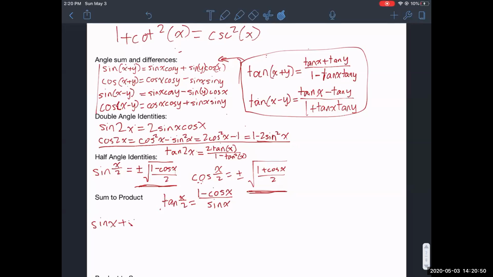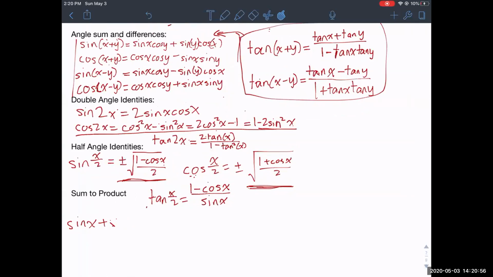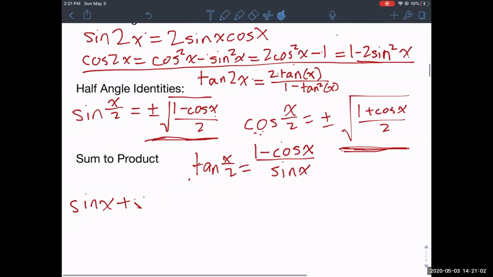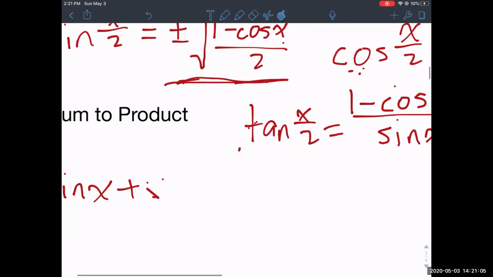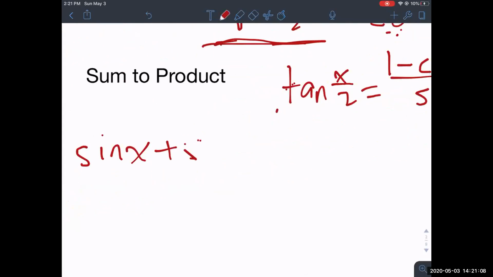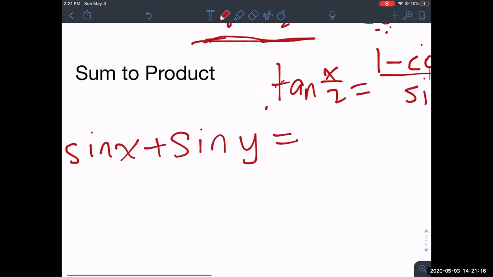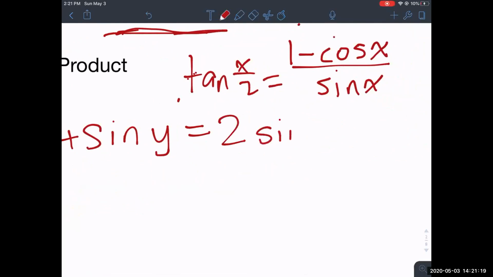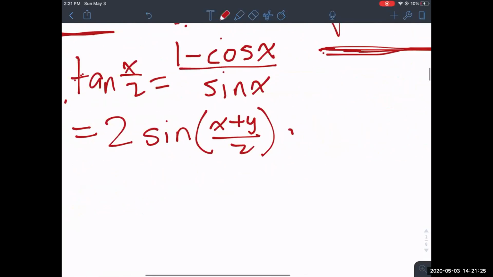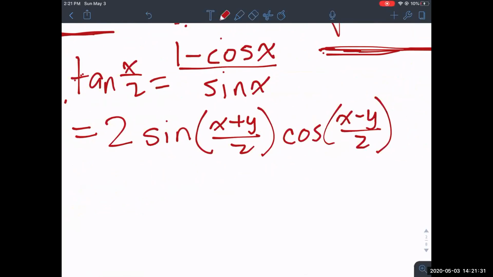Okay, let's continue. So sum to product, like I said, these are a bit annoying to memorize, but not terribly necessary, but you should at least try to. So that's the first one.